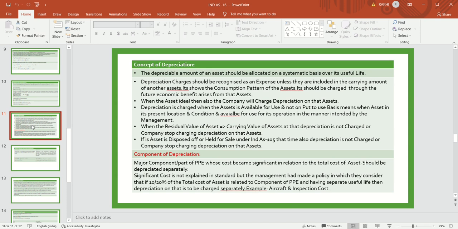If the major component cost is 10% of the total cost of the asset, it means the cost is significant, and if the useful life of the component and the useful life of the asset are different, then the depreciation is to be charged separately on the component and on the particular asset.